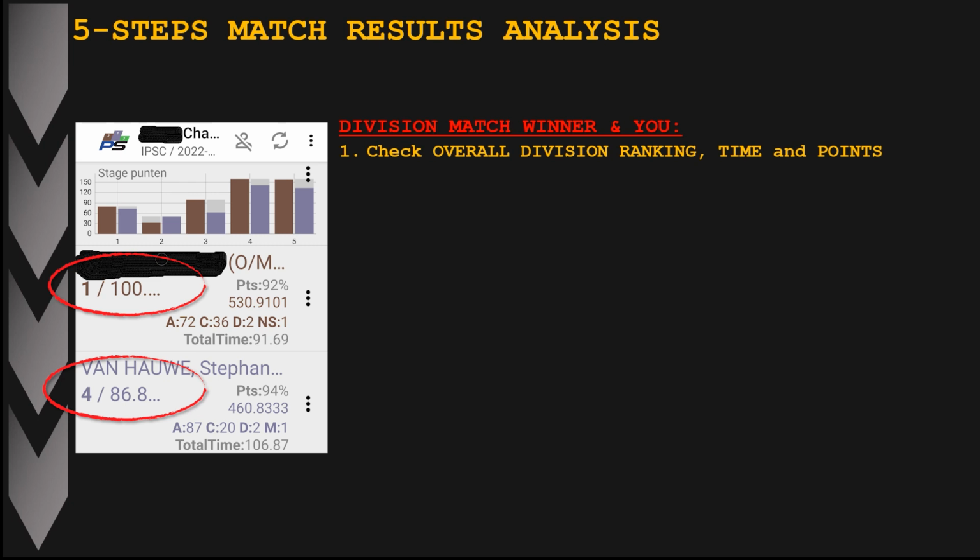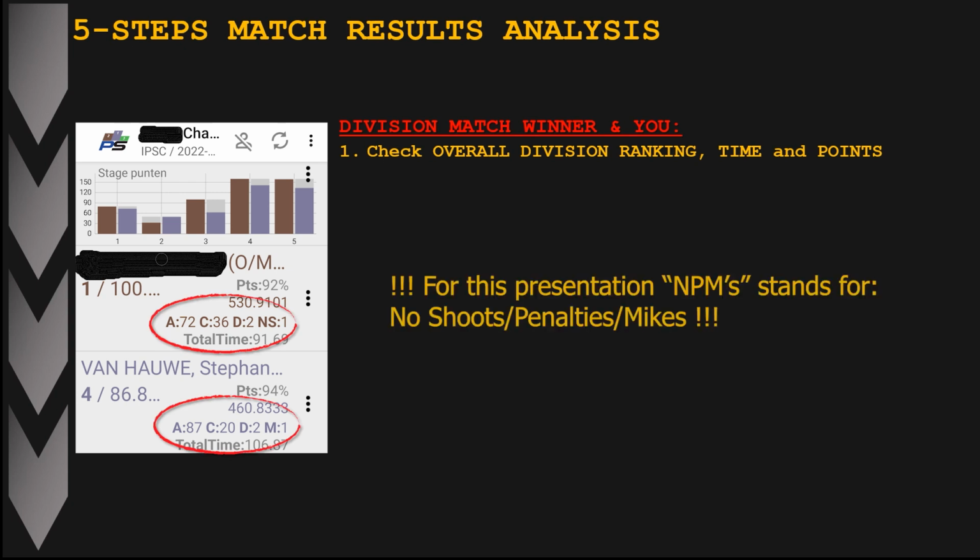How much time did it take you overall on the stages to complete the match, as well as how many match points did you get in comparison to the division match winner? As far as the points are concerned, you can dig in a little deeper, because the competitor app also provides you details on overall how many A's, C's, D's, no penalty mics you shot compared to, for example, the division match winner.